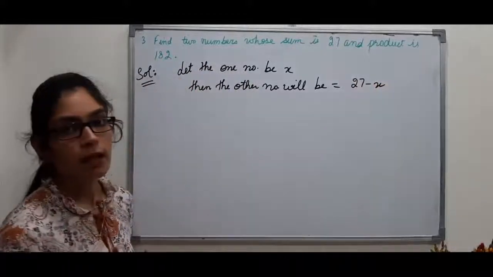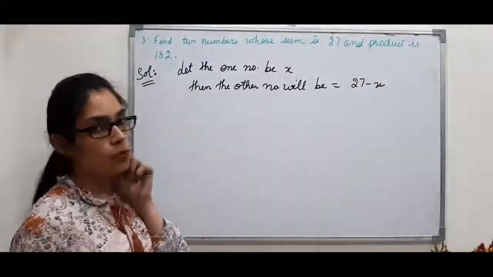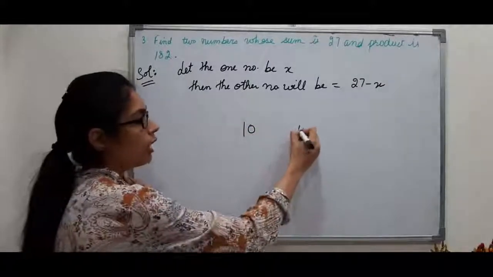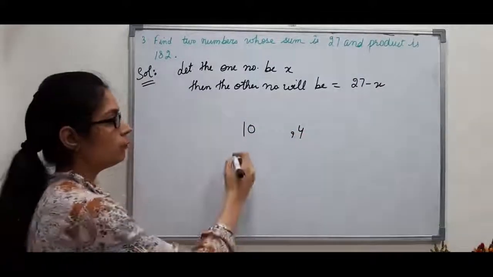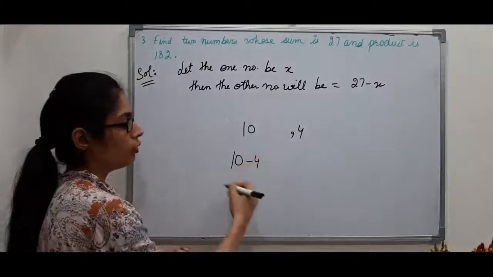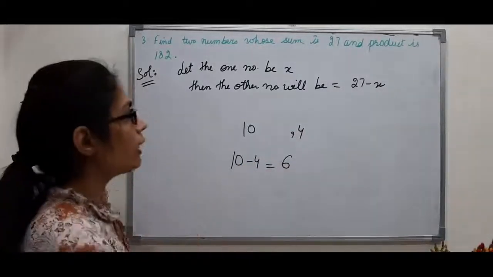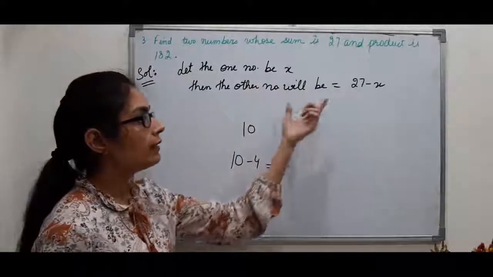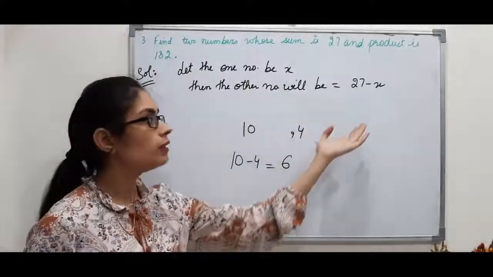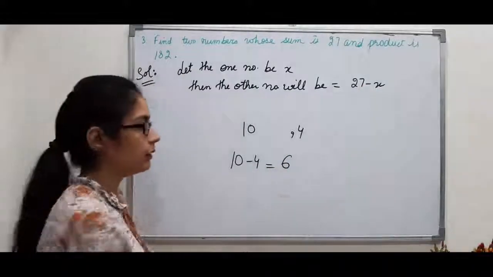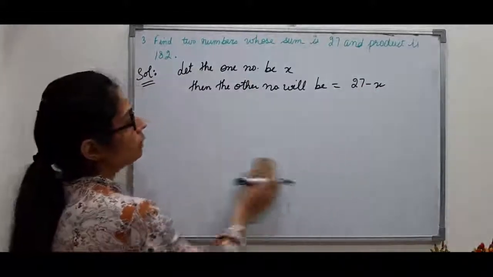So we can take an example also. If I tell you the sum of two numbers is 10, and one number I will give you 4, how will you find the other number? Simply you will subtract 4 from 10 and you get 6. In the same way, if one number is x, and their sum is 27, I can simply subtract x from 27 and that will be my other number. So these are the two numbers.